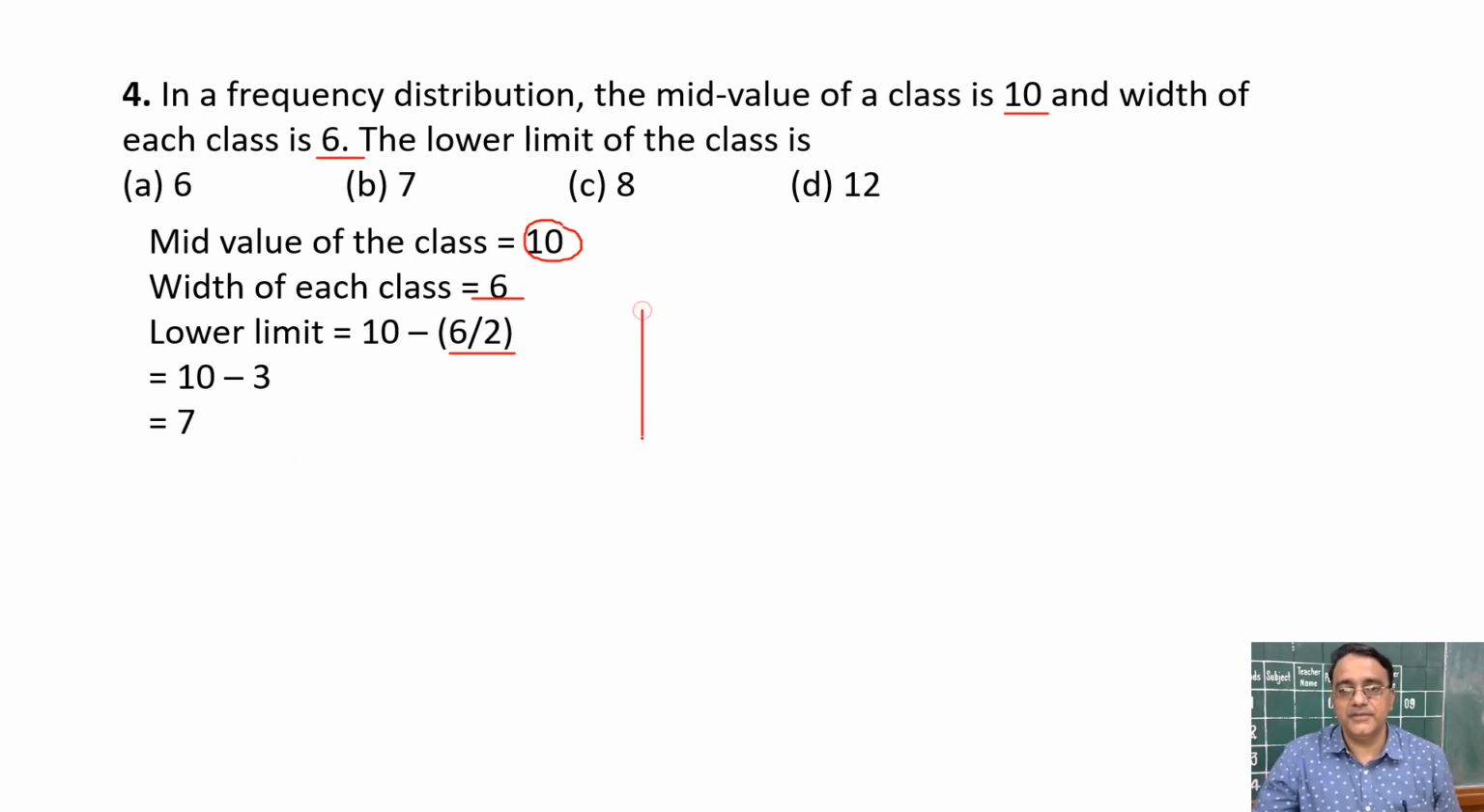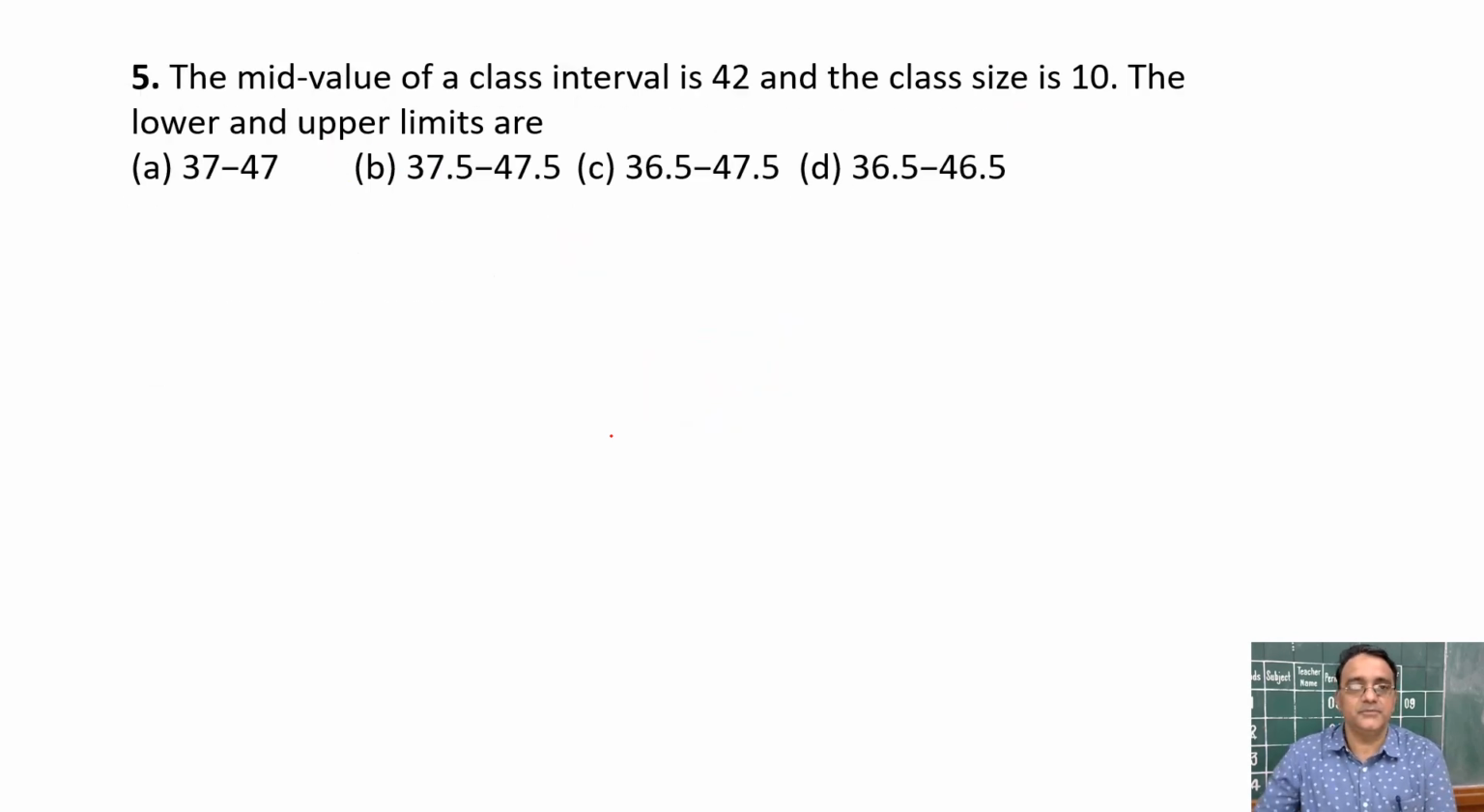अगर इसी क्वेश्चन में upper limit पूछा होता तो 10 plus 6 by 2, right? So that is 10 plus 3. We will get 13, अगर upper limit पूछा होता इसी क्वेश्चन में. So our correct option here is option B. Any doubt in this question? No, sir. Okay. So now we are moving toward question number 5.